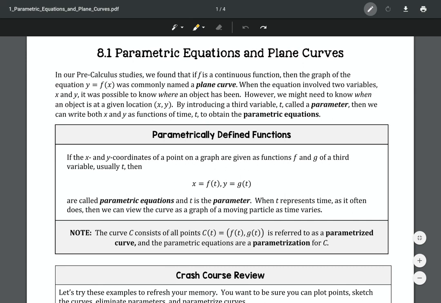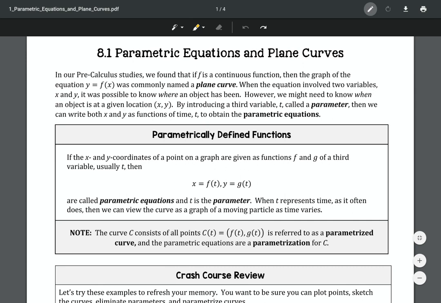So today we're going to talk about parametric equations and plane curves. So the question that should probably be in your head is, what is a parametric equation? All right. A parametric equation is another type of curve that introduces a third variable. Normally, for example, time.